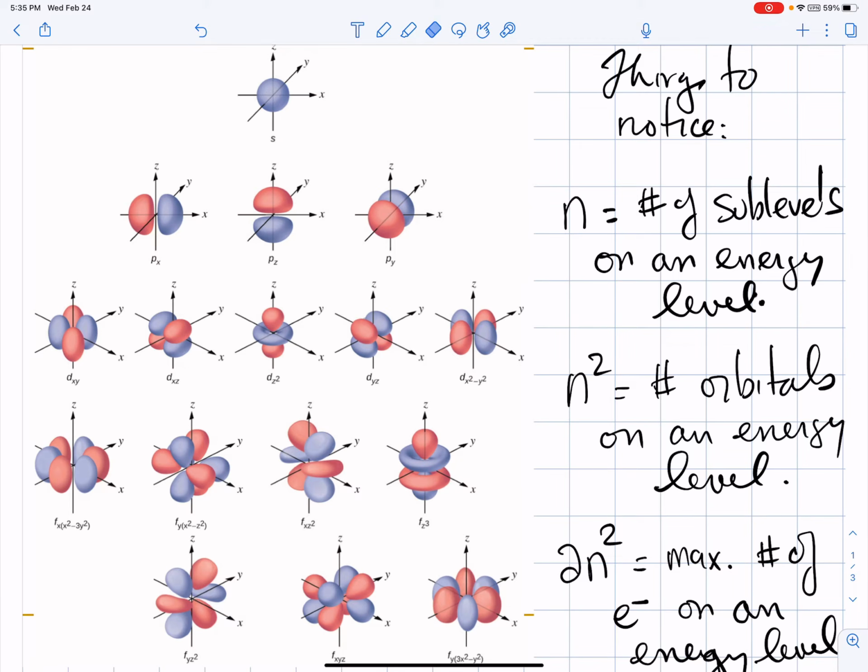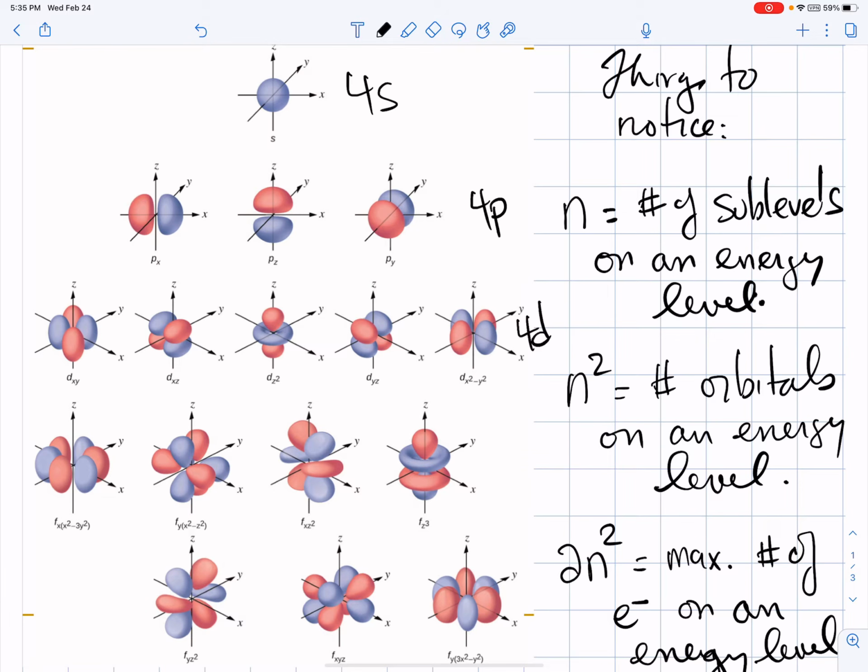But for ground state elements on the periodic table, we only need levels 1 to 4 to describe all their electrons. So on the 4th level, you're going to find 4 sublevels. There will be a 4s sublevel, which will have a 4s orbital, a very large sphere. You'll have a 4p sublevel, which will have 3 p orbitals.